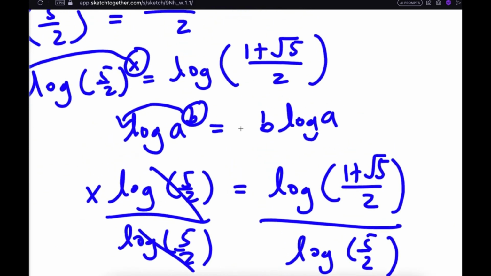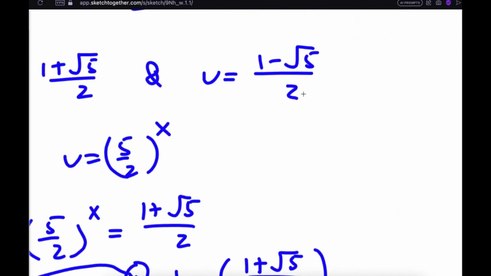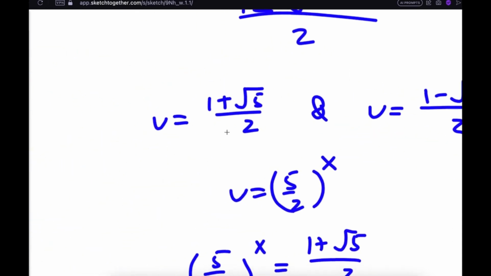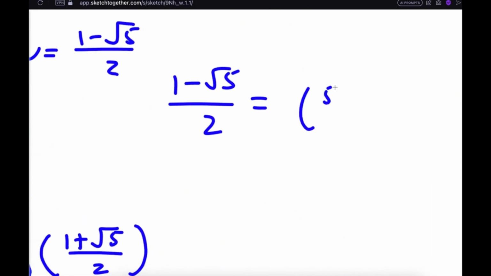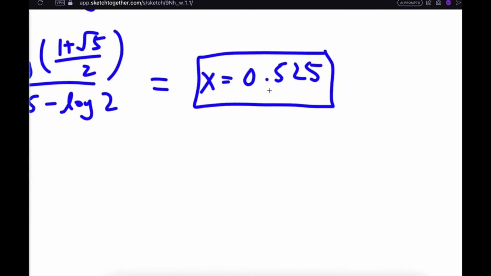Now for our other value of u, we have u is equal to (1 minus the square root of 5) over 2. If I plug this in, I get (1 minus the square root of 5) over 2 is equal to (5/2)^x. However, this actually is rejected because 1 minus square root of 5 is a negative number, and you can't take a power of a positive number and make it negative. So this has no solution, meaning our only solution for x is 0.525.